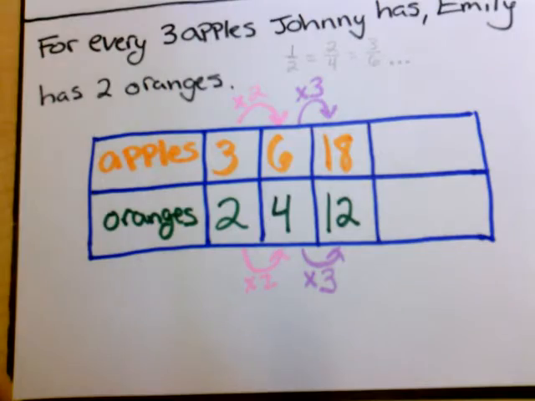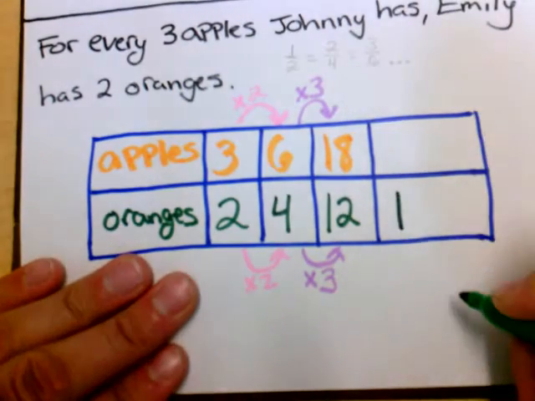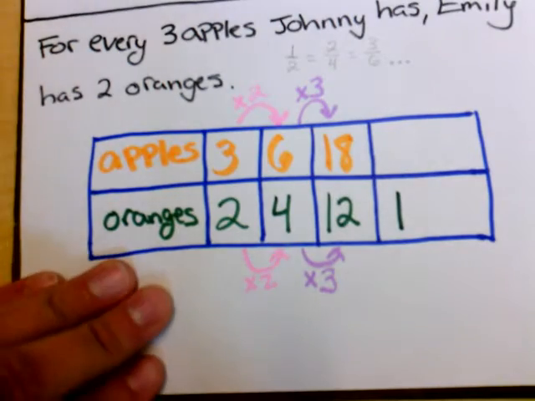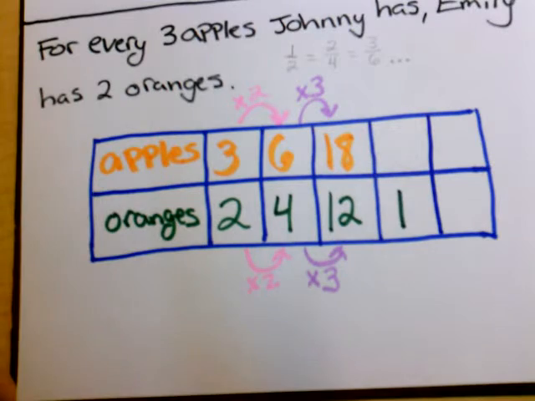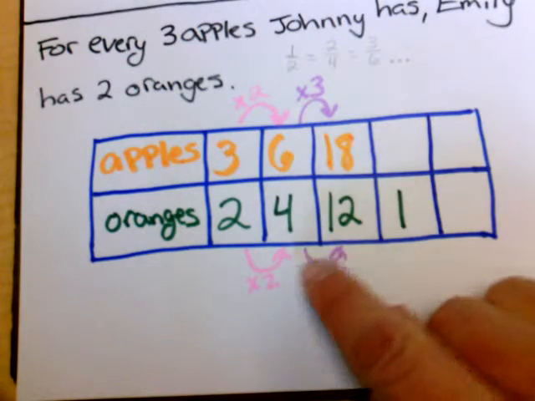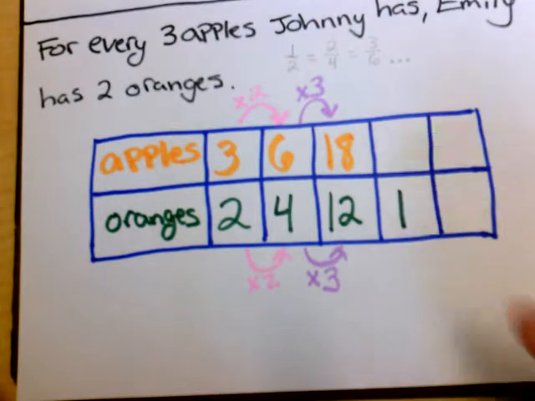The final thing, maybe what if I wanted to find out 1? How many apples would Johnny have if Emily has 1 orange? Okay, well this is kind of a predicament now because, let's see, each time we were going up and we were multiplying, but now we have 1. I'm like, well, how do I get down to 1? So, if I'm going down, I want to divide.